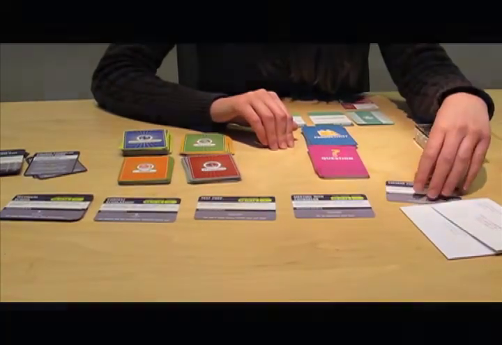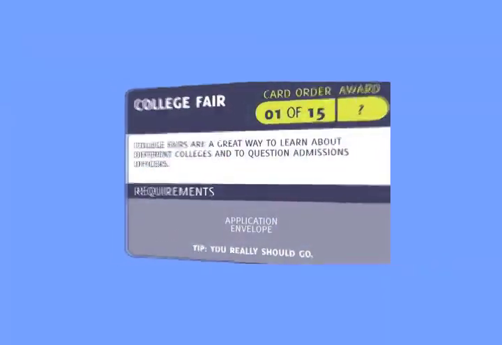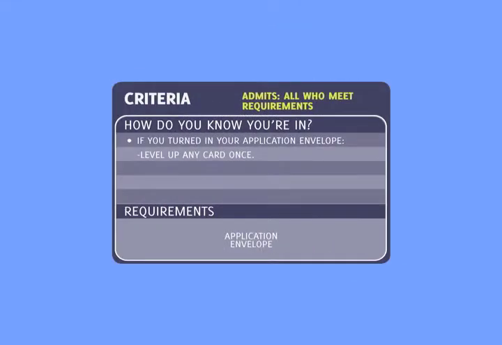So to figure out who gets in this time, you flip over the card. That's called evaluating it. On the back of the card, it has a reminder of the requirements. In this case, just an application envelope. So both these players meet the requirements. It also says at the top that everyone who meets the requirements gets in.